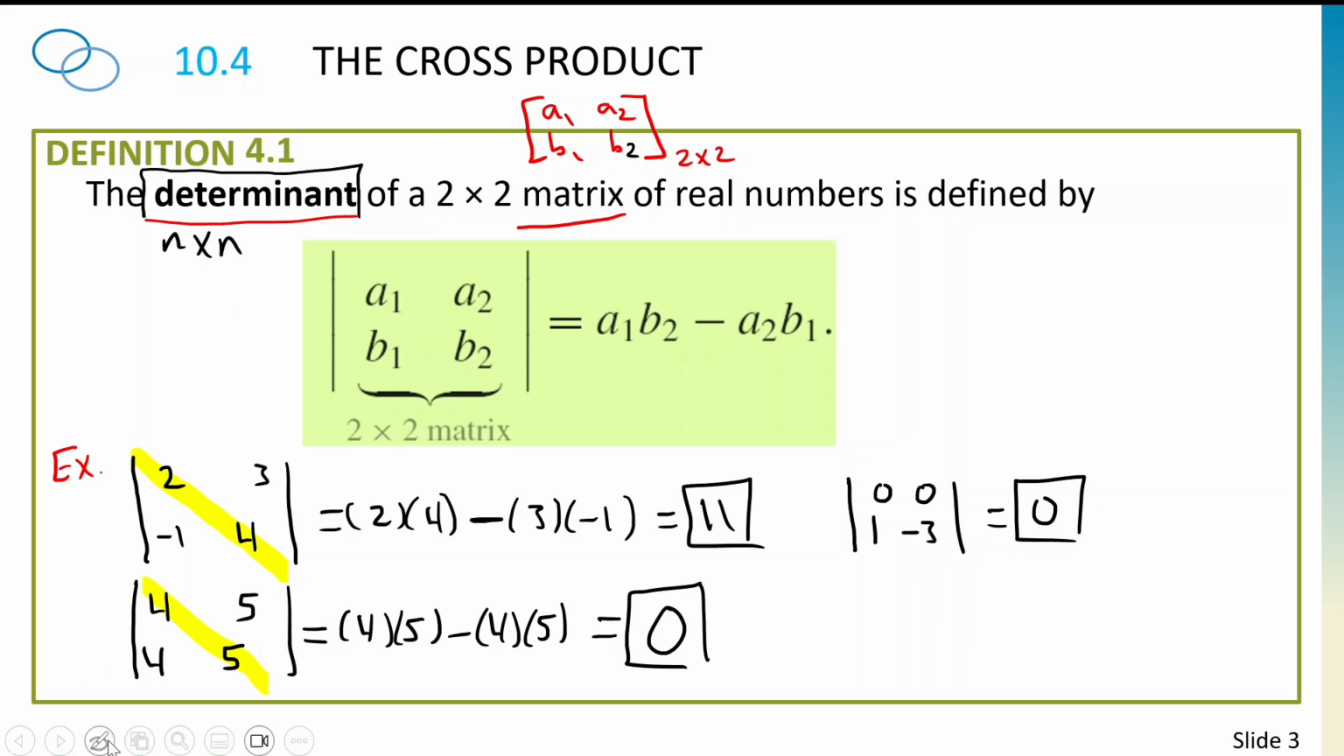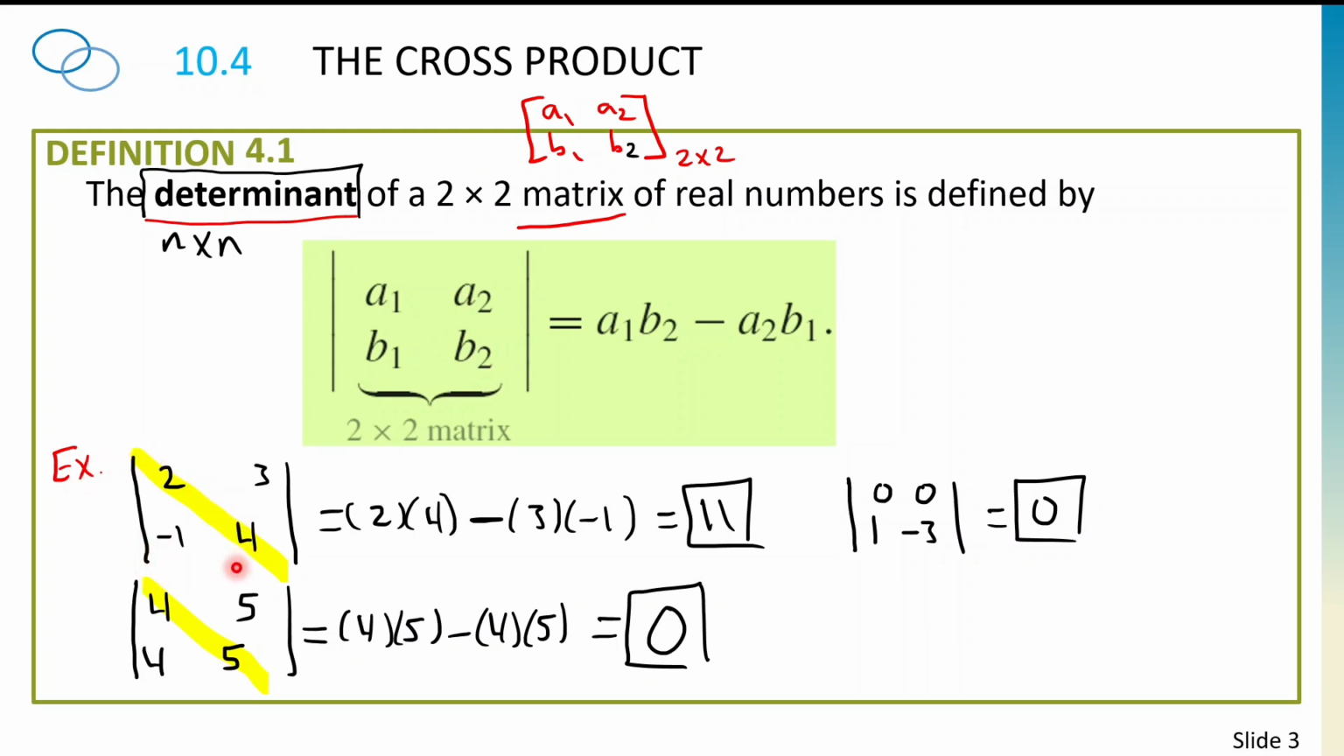How do we find the determinant of a matrix? We multiply the terms of the main diagonal minus the subdiagonal. So I'm doing A1 B2 minus A2 B1, main minus sub. The order is important because the operation is subtraction, so it makes a difference. So always start left to right, main diagonal minus subdiagonal.